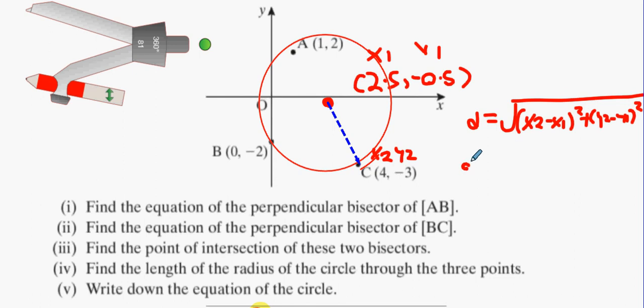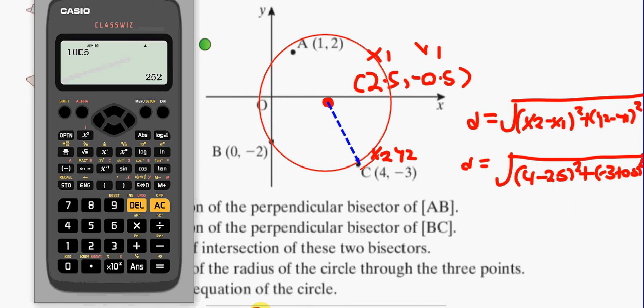Okay. And what do we get then? 4 take away 2.5 squared plus minus 3 plus 0.5 squared. So for those who can't see that, I'll put it into the calculator. It's the square root of 4 take away 2.5 squared plus minus 3 plus 0.5 squared, and we get, is that right, root 34 over 2?